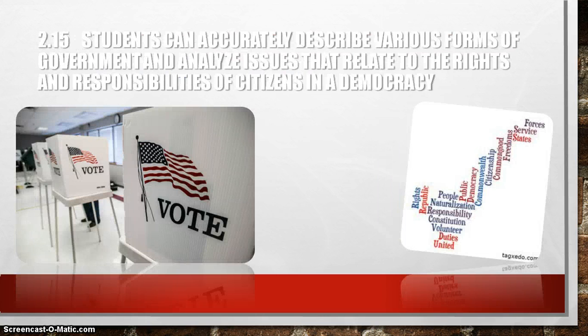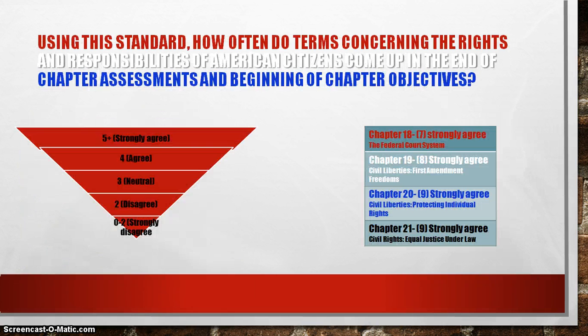The next standard that I analyzed was Standard 2.15. Students can accurately describe various forms of government and analyze issues that relate to the rights and responsibilities of citizens in a democracy. I again used the Likert scale to demonstrate how this standard applied to my key question, which is, using this standard, how often do terms concerning the rights and responsibilities of American citizens come up in the end of chapter assessments and beginning of chapter objectives?